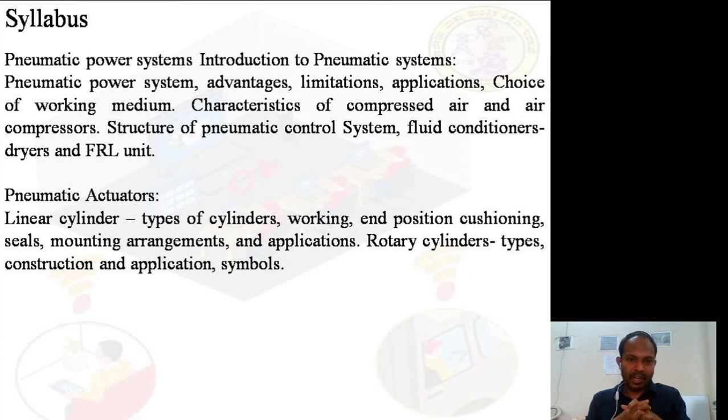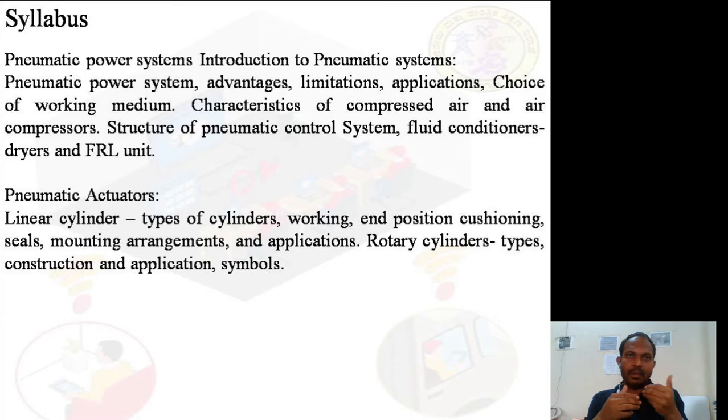Okay, then we will be talking about the mounting arrangements. Say, for example, if you have an FRL unit, which one has to come first, which one has to come second, why it has to be there first, why it has to come after this. Those things will come into the picture when we talk about mounting arrangements. Then we will talk about the applications of these actuators. Apart from linear cylinders, we will also be talking about two or three rotary cylinders and their types, construction and applications. And at the end of this second chapter, we will be talking more about the symbols.